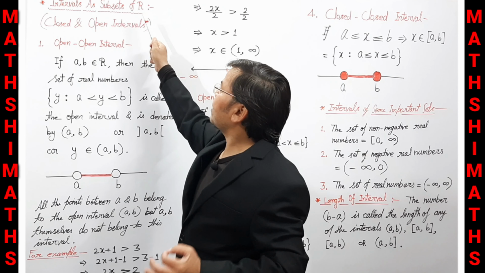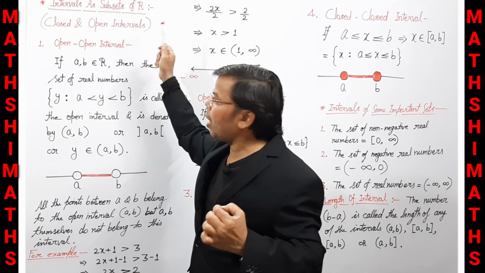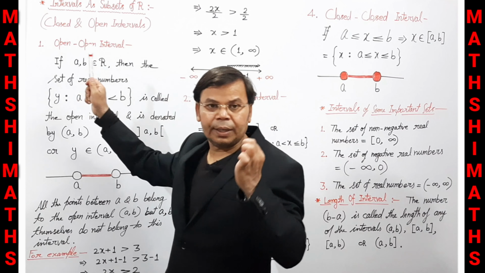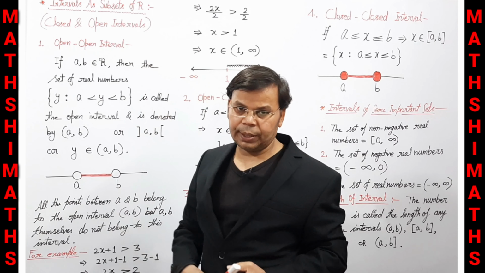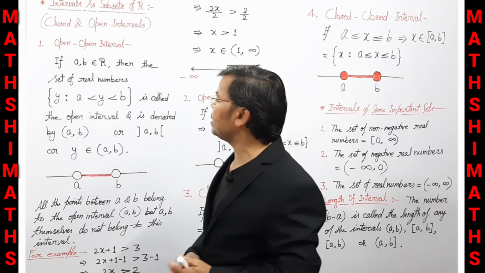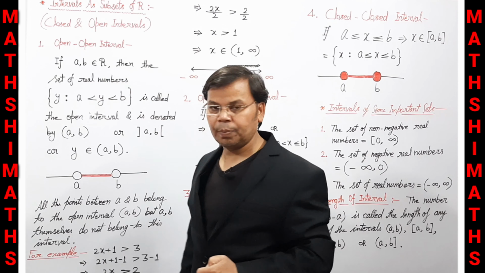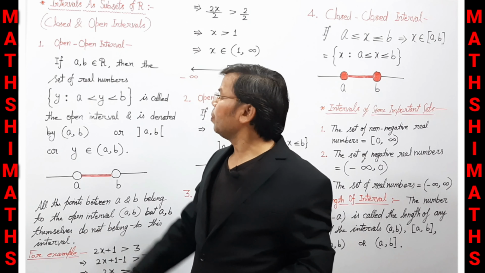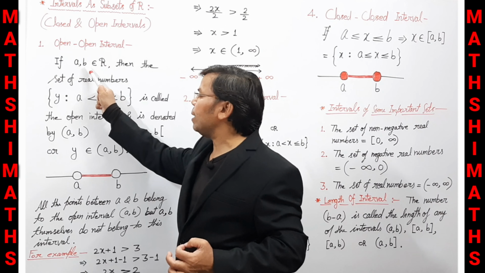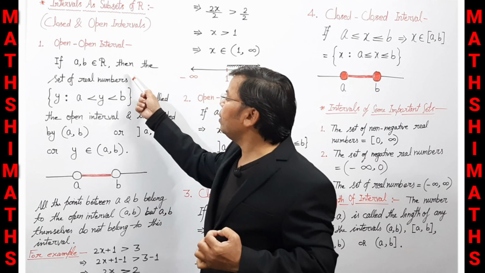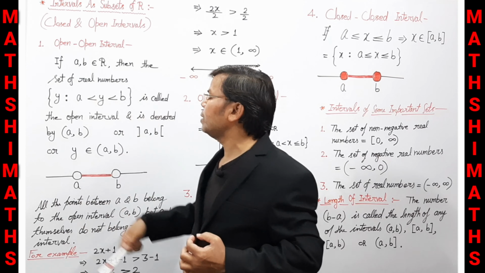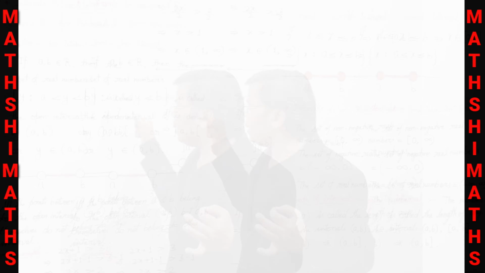Intervals as subsets of the set of real numbers. In this section we will study closed and open intervals. The first type of interval is the open interval. What is an open interval? If a and b belong to the set of real numbers R, then the set of real numbers is denoted in this form.